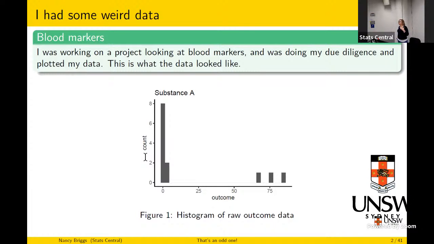The study was looking at some blood markers and predicting levels of those blood markers from some continuous and categorical variables. As I often do when I start my data analysis, I plotted it. And this was the histogram of the primary outcome. You can see that the bulk of the observations were down near zero. It's bounded at zero, and most values were below 10. And then I had 3 odd values that were like 75 and 82. And I was like, oh, wow, what am I going to do here?